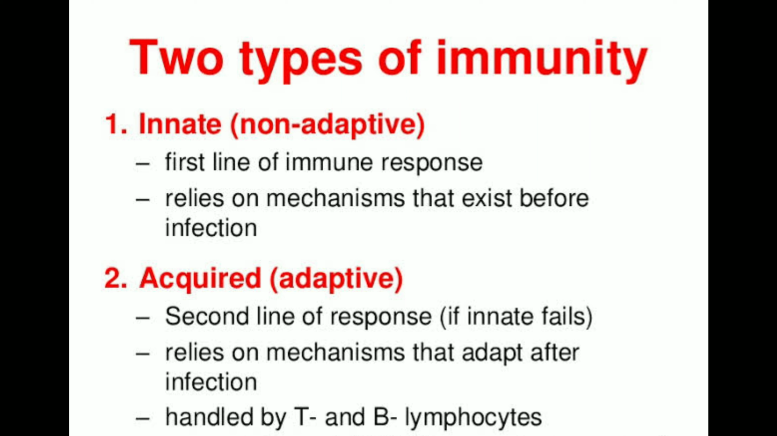Second is acquired immunity. It is known as the second line of response. This starts when innate fails. It relies on mechanisms that are adopted after infection. It is handled by T cells and B cells. T cells kill the antigens and B cells bind the antigen.